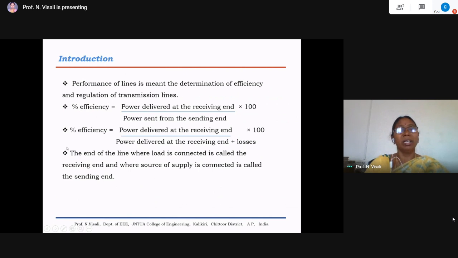Then, the end of the line where the load is connected is the receiving end, and where the source is connected is the sending end. We define the receiving end as the load connected point, and the sending end as the supply connected point.